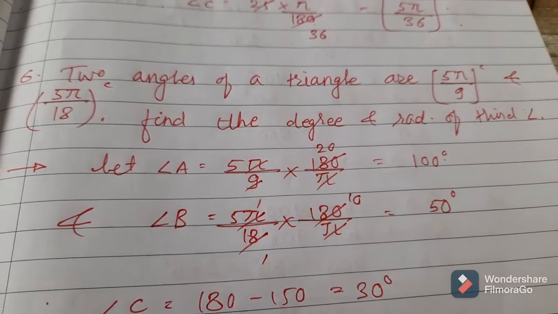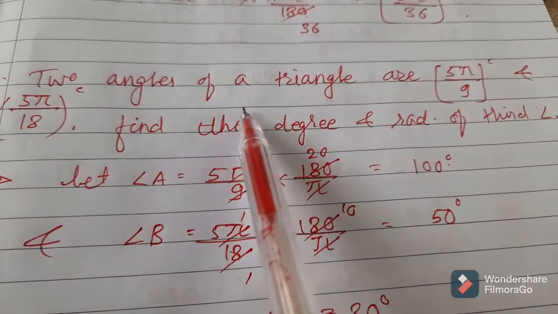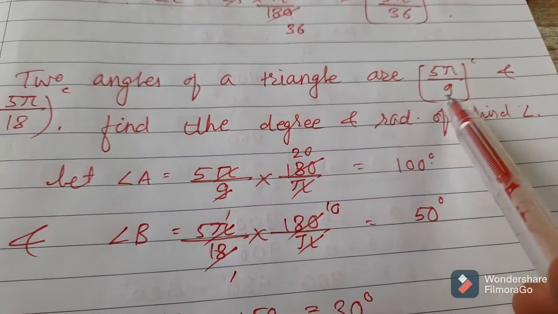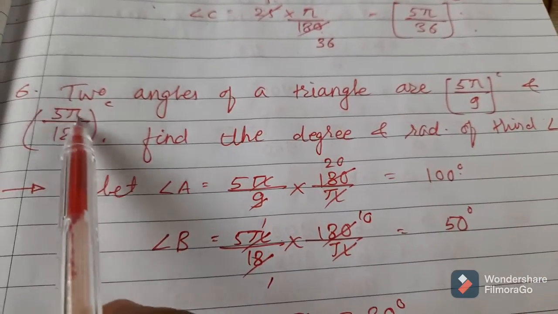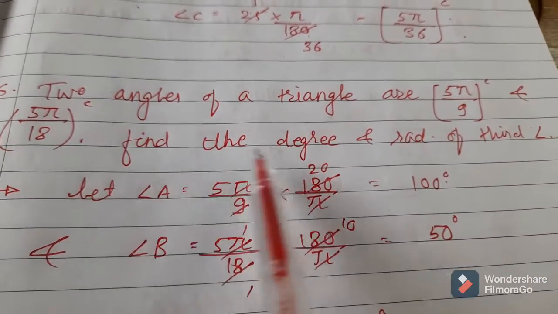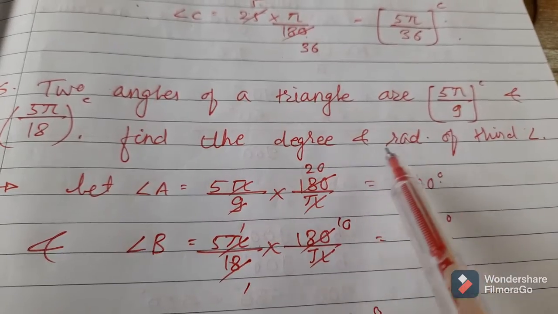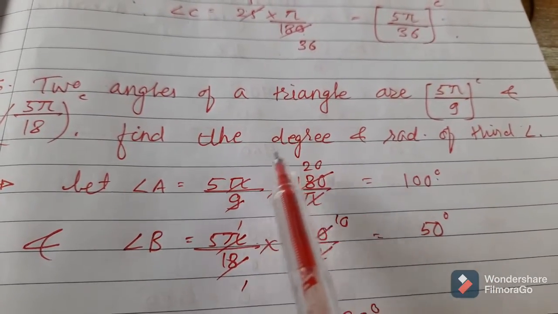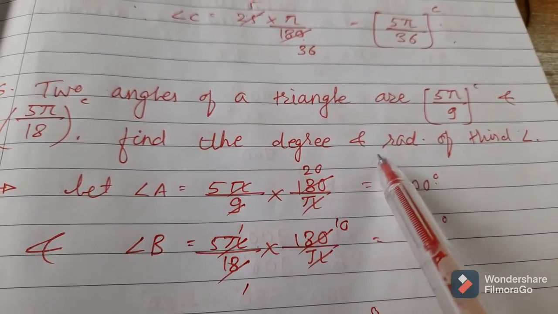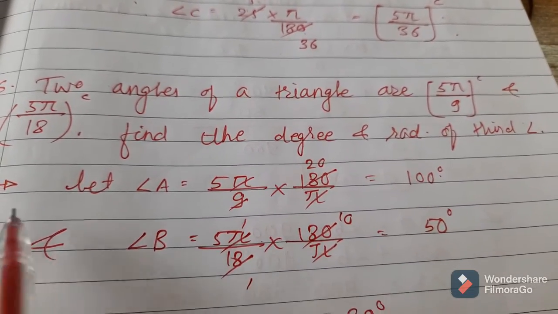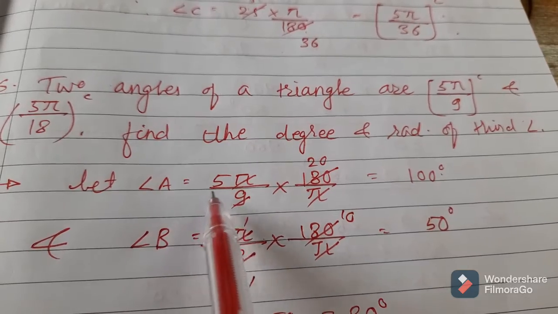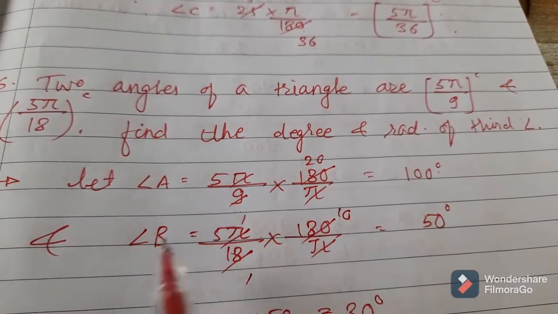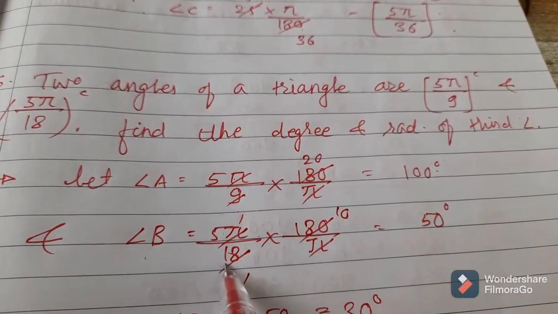In the sixth example, what they have given: two angles of a triangle are 5 pi by 9 radians and 5 pi by 18 radians. Find the degree and radian of the third angle. So they have given two angles in radian measure and we have to find out the third angle in degrees as well as radians. Okay, so let angle A be equal to 5 pi by 9 radians and angle B be equal to 5 pi by 18 radians.